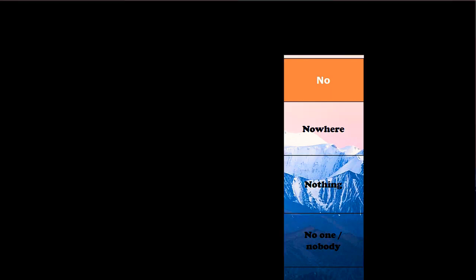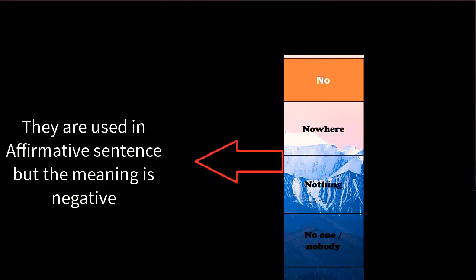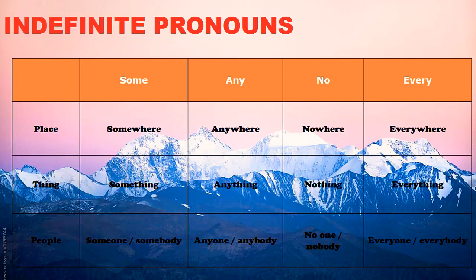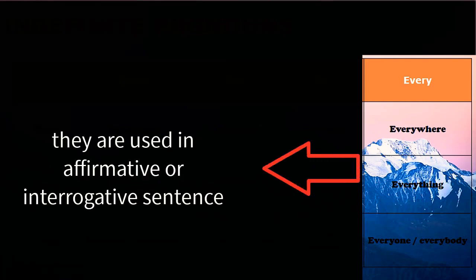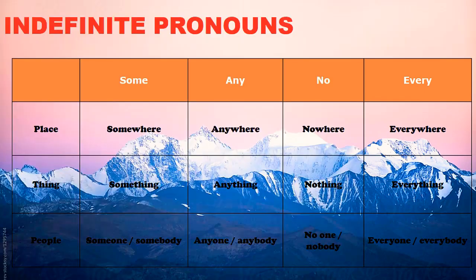The next one is no. We can define no as empty or not at all. So basically, we use the indefinite pronouns starting with no in positive sentences, but the meaning is negative. And the last one is every. Every means all. You can use indefinite pronouns starting with every in positive or interrogative sentences. So that's it, guys. It's very easy for you, right?